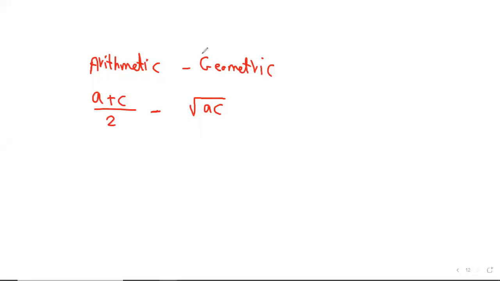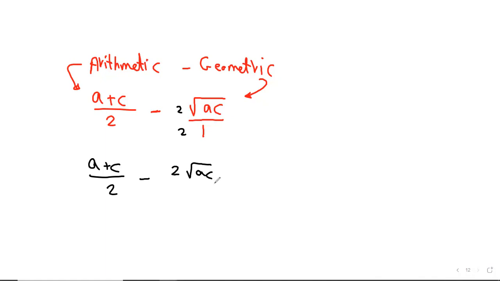Let's subtract the arithmetic mean minus the positive geometric mean. The arithmetic mean, as you know, is A plus C divided by 2, and the geometric mean is the square root of AC. So here we can write the square root of AC divided by 1 and subtract them, multiply here by 2 and 2. So it will be A plus C over 2 minus 2 the square root of AC over 2. Write 2 here in the denominator and then subtract. It's A plus C minus 2 the square root of AC.